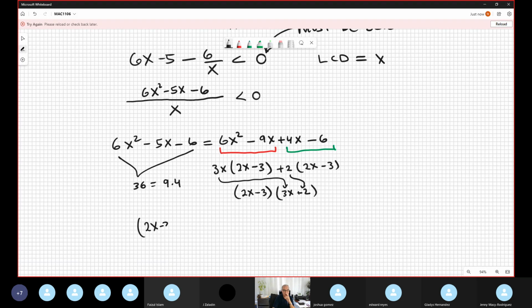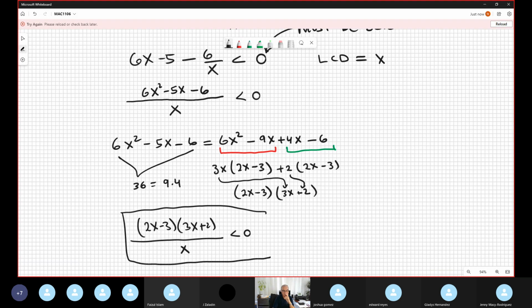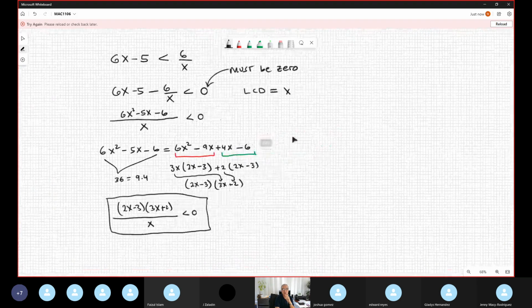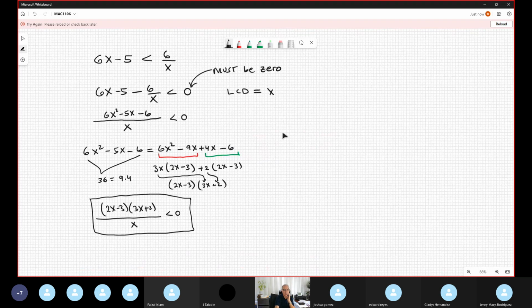Now my expression is 2x minus 3 times 3x plus 2, over x, less than 0. Oh, and this is the important key, enclosed in the box, because now we start the problem. The rest was algebra, which I know some students don't understand very well, and this is your problem. But the important part in pre-calculus is this analysis that is coming now.